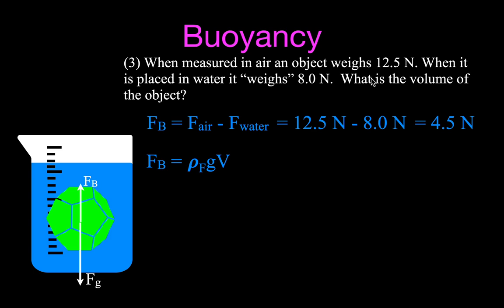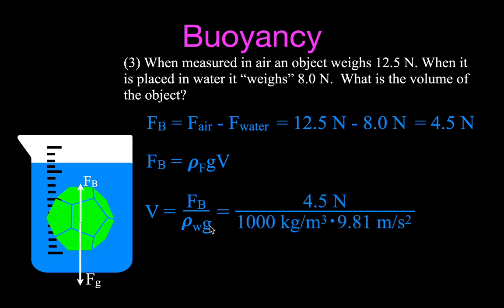We want to know the volume. So here's the buoyant force equation, and we're going to solve for the volume. When we solve for the volume, we get the volume as the buoyant force divided by the density of the liquid that it's in, the fluid that it's in, which is water. So that's the density of water times g. And therefore, we get 4.5 newtons divided by 1,000 times 9.81. So the volume of that object is 4.6 times 10 to the minus 4 meters cubed. That corresponds to that buoyant force when we have those two weights in air and in water. Okay, that is example number 3.